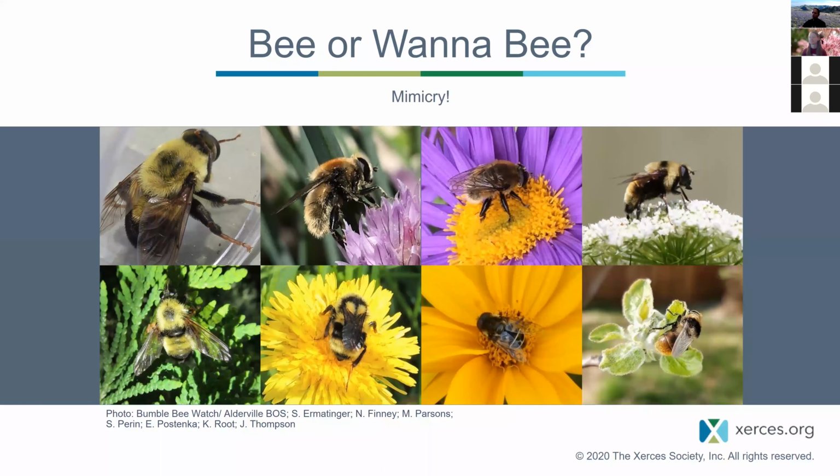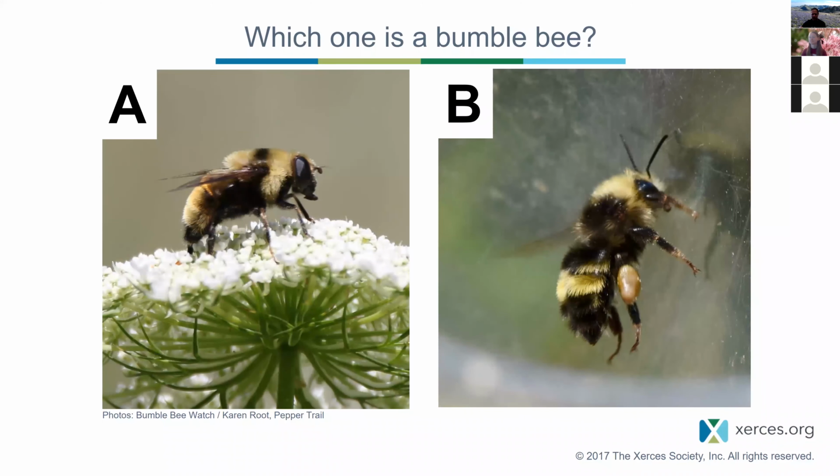There's only one bee on this whole slide, and that's right down there in the lower left. That's the only bee on this slide. So there are a lot of mimics out there, and we want to do a good job of trying to not capture and not gather the mimics. So here's going to be another poll question for you. Which one of these is a bumblebee?